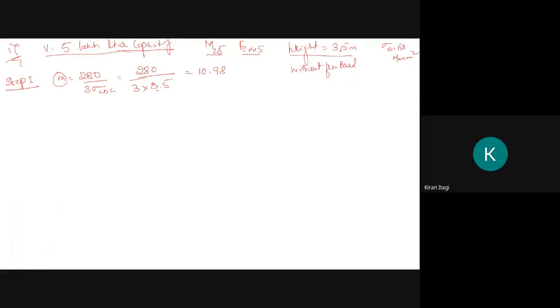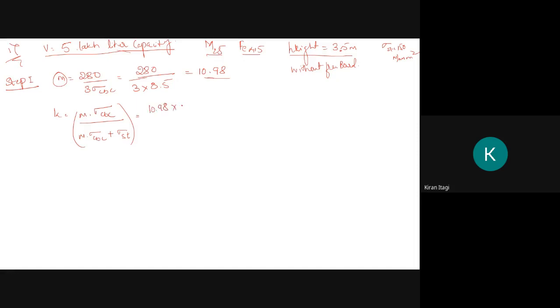So substitute the values 8.5, you will get the value of m. Next, we have to determine the neutral axis depth, that is k, equal to m times sigma cbc divided by m times sigma cbc plus sigma st. Okay, this is the formula. Substitute the values. The m value we have got is 10.98.